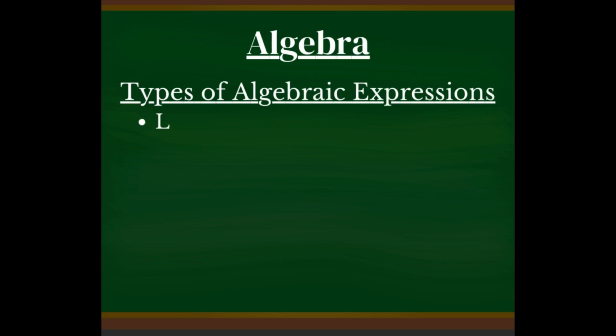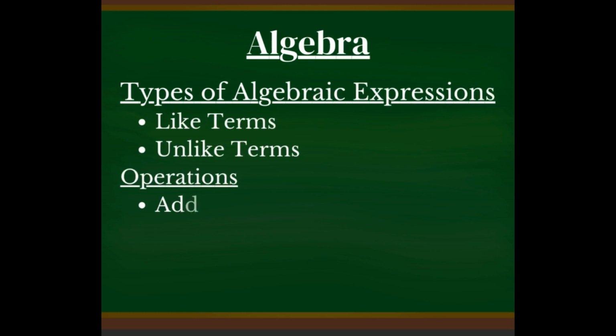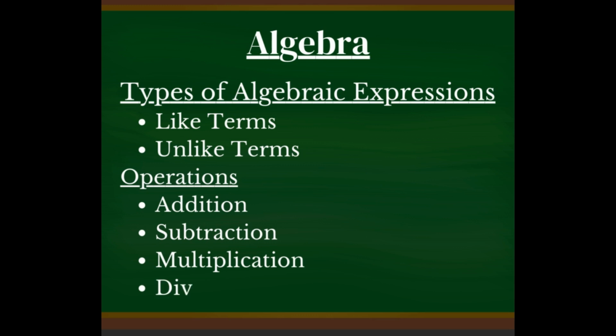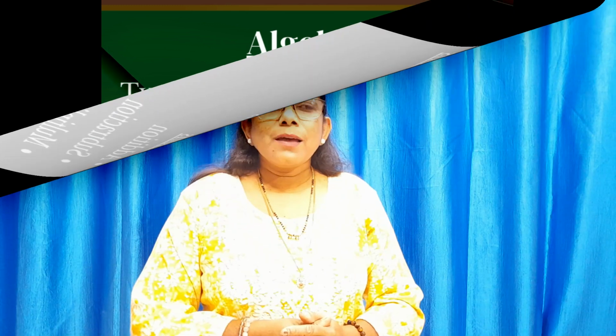Now in algebra, first of all, what is the meaning of an algebraic expression? Then like terms, unlike terms. Then comes again the operations on algebraic expressions like addition, subtraction, multiplication, division. And here identities play a very important role in algebra. So here you must know at least a few basic identities.